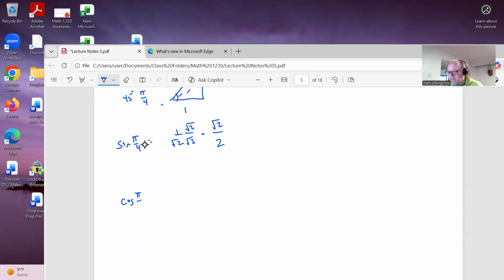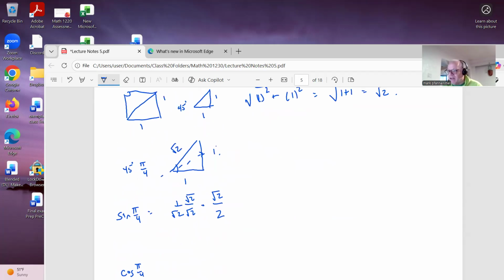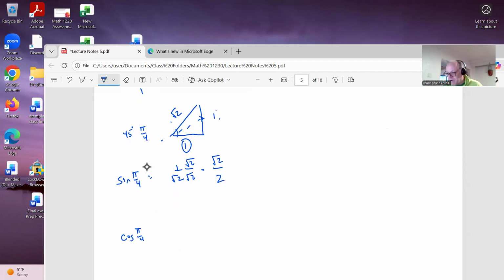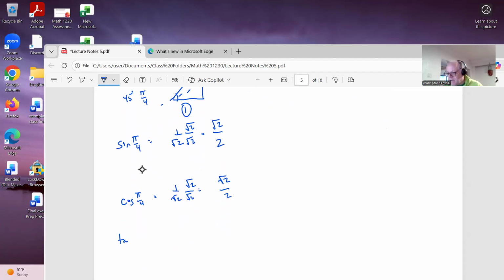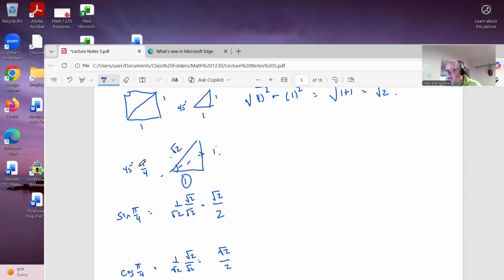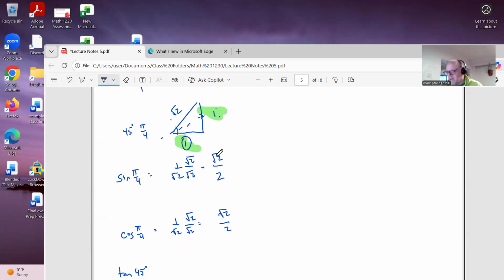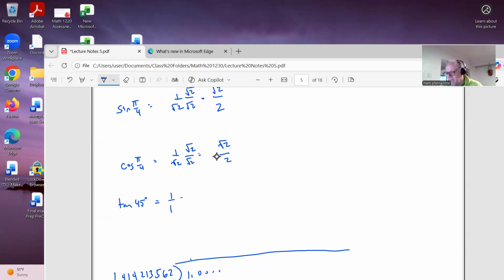Okay, cosine of pi over 4. We can go back up here and say cosine is adjacent over the hypotenuse. So that's again going to be 1 over the square root of 2. But again, we're not going to leave it like that. That's going to be the square root of 2 over 2. Tangent of 45 degrees, or pi over 4, is going to be opposite over adjacent. I'm looking for my highlighter. There we go. So it's my opposite over my adjacent, which is 1 over 1, equals 1.